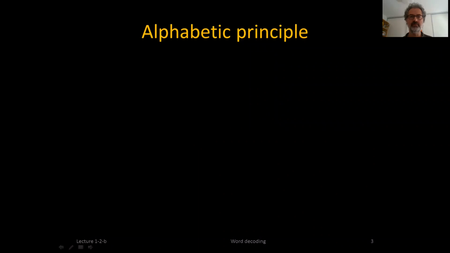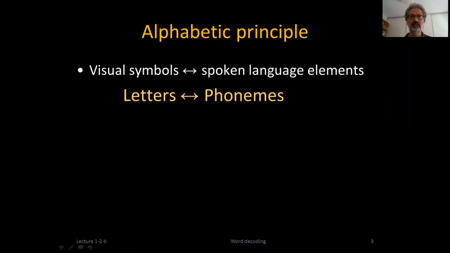In order to be able to decode words, first of all, one needs to be acquainted with the alphabetic principle. What is the alphabetic principle? As we've said, written language is a visual representation of spoken language elements. So, when the elements are phonemes and the visual symbols are letters, then we have an alphabet. And understanding that letters map onto phonemes is learning the alphabetic principle.